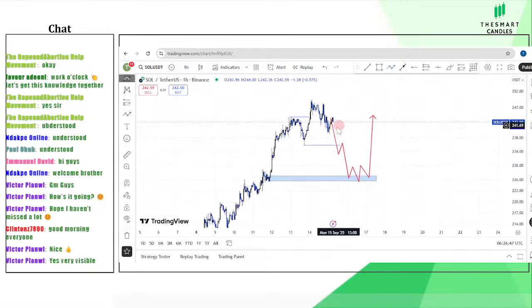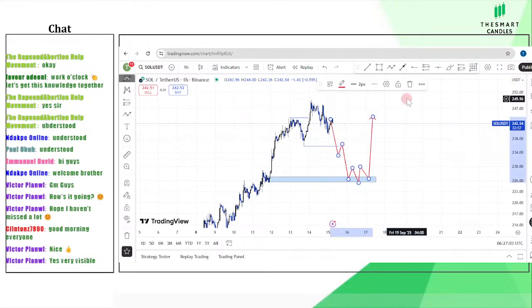So this is something you actually have to wait for, because it might not happen today, it might not happen tomorrow, but who knows? This is our bias on Solana. So we want to see this price drop all the way down here. But you can actually see something different.